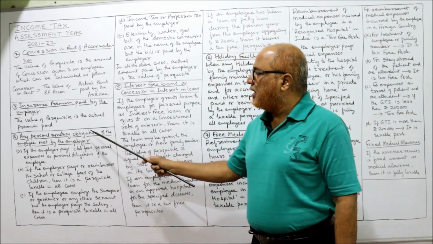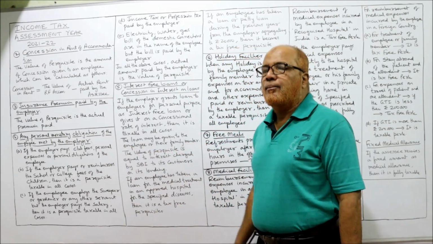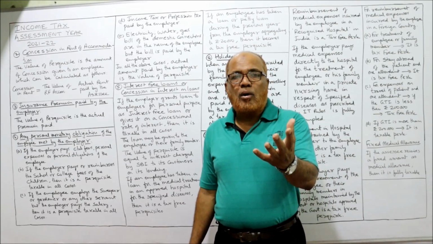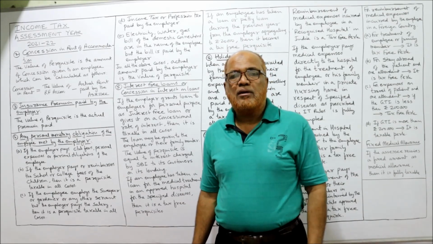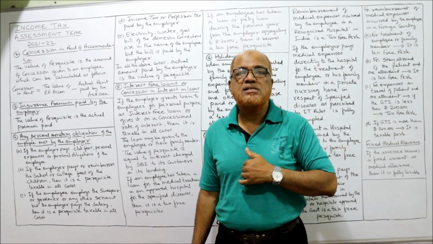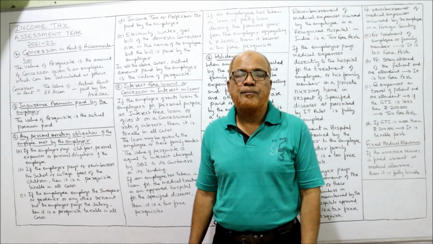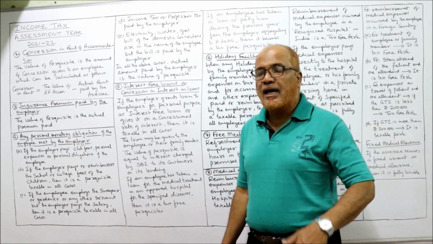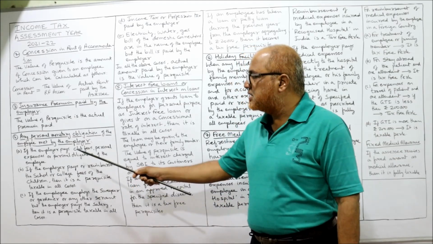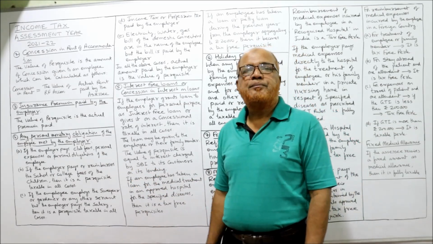any personal monetary obligation of the employee met by the employer. Sometimes there is a personal monetary obligation of the employee, which the employee has to pay from his own pocket, but the employer has agreed to pay that amount. That is also a taxable perquisite. I have given an example here: if the employer pays club bills, personal expenses or personal obligations of the employee.